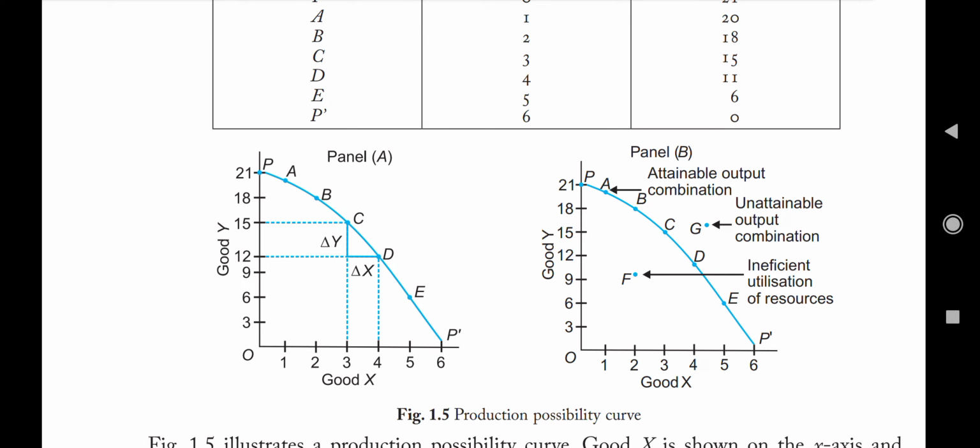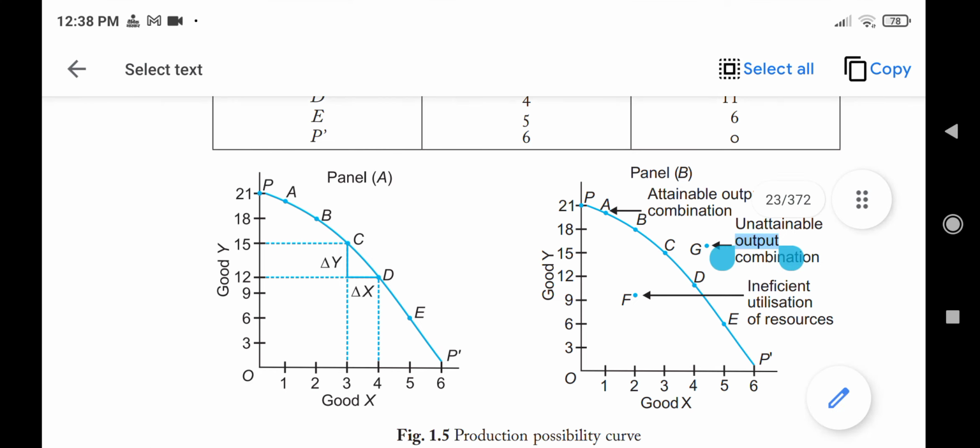I think you know very well now what the production possibility curve is. Very precisely, I will tell you the definition again. It is a curve which shows alternative production possibilities of two goods with the given resources and technique of production. This curve is also called the production possibility frontier, and we can speak of other names like transformation line, transformation curve, etc. Okay.